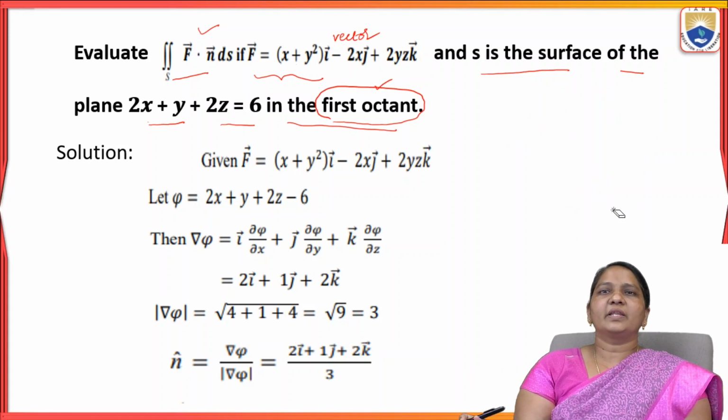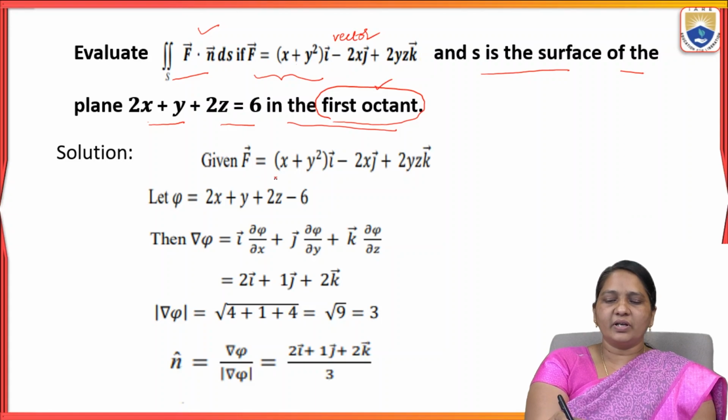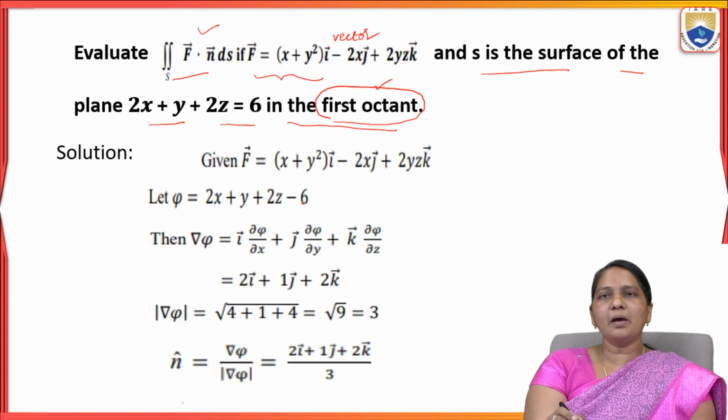So first I am writing the given data. What is the given data? Given F bar equal to (x plus y square) i bar plus (minus 2xj) plus 2yz k bar. They have also given the plane pi, so let me take pi equal to 2x plus y plus 2z minus 6. So this is the pi.